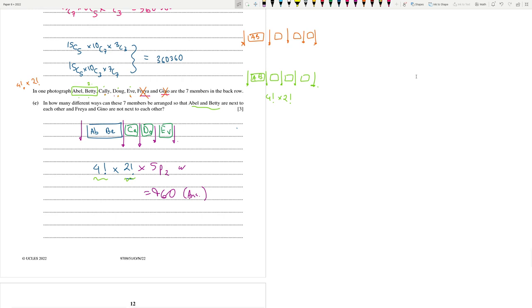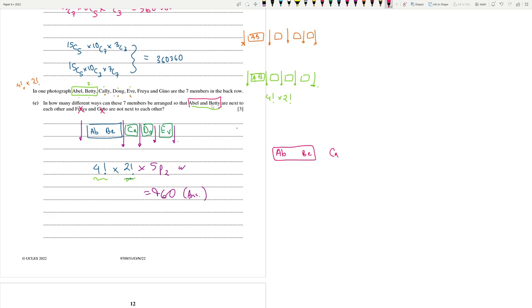Next, in one photograph, Abel, Betty, Callie, Doug, Eve, Freya, and Gino are the 7 members in the back row. In how many different ways can these 7 members be arranged so that Abel and Betty are next to each other and Freya and Gino are not next to each other? So a common technique that I tell you guys is that the ones that cannot be next to each other, completely ignore them. So I am completely ignoring Freya and Gino. They are out of the picture currently. And Abel and Betty, since they are going to stand next to each other, I'm going to consider them as a unit. So Abel, Betty, 1 unit.